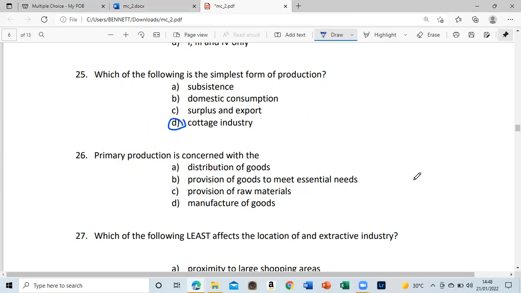Primary production is concerned with A, distribution of goods, B, provision of goods with essential needs, C, provision of raw material, D, manufacturing of goods. And number 26 would be the provision of raw materials. Let's move on to 27.